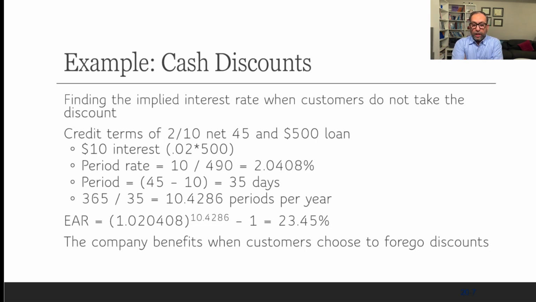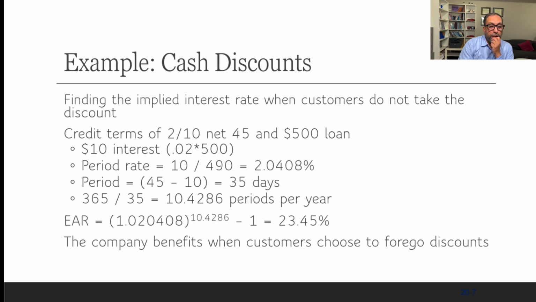But if someone is availing the discount on the 10th day, this $10 benefit is the cost that we are paying if the credit continues for 35 more days. So 365 over 35 is the number of periods per year, and we want to calculate the effective annual rate. This is 1.020408. That is our interest rate, the period rate, which we calculated here. This is for 10 days.